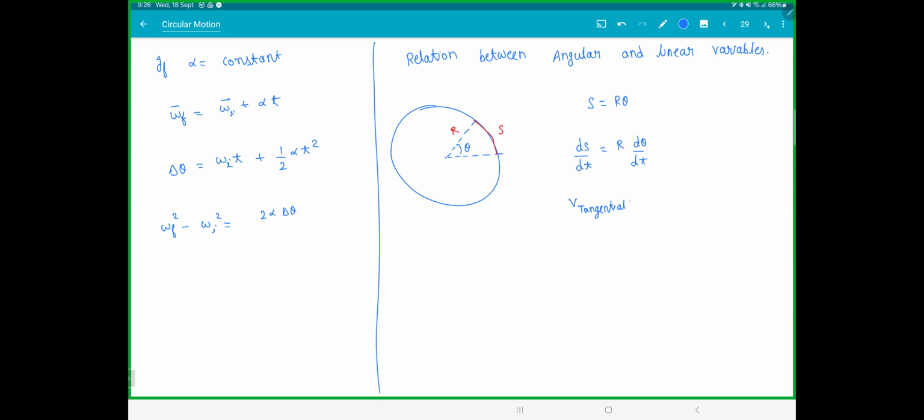Be careful, v tangential is not the full speed. There can be also v radial. The vector form would be v tangential bar is omega bar cross r bar. If I differentiate this one more time, dvt by dt is r d omega by dt. This becomes acceleration. This becomes a tangential is r alpha. So again, a tangential bar vector form is alpha bar cross r bar.